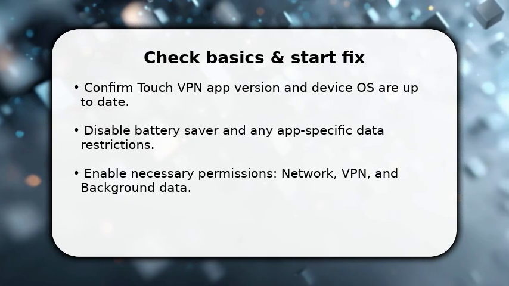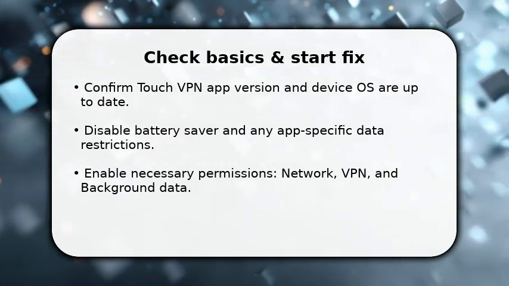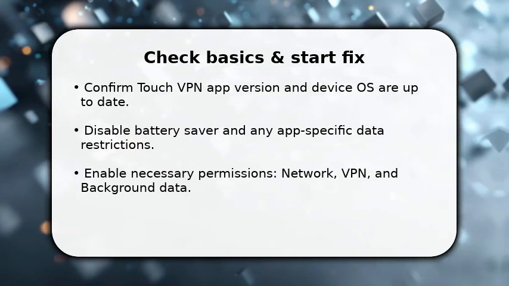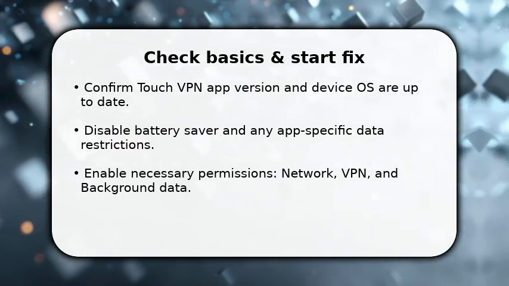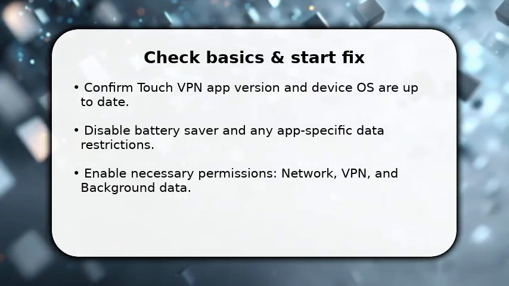You'll start by confirming prerequisites and taking the first actions. Open Touch VPN, check the app version and your phone OS, update if needed. Next, turn off battery saver and remove data restrictions so the VPN can run in background.